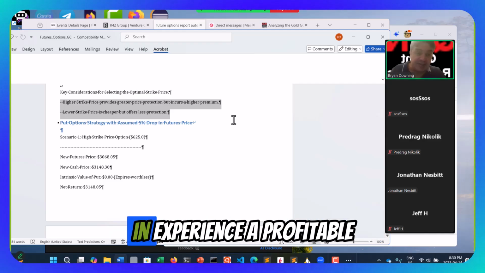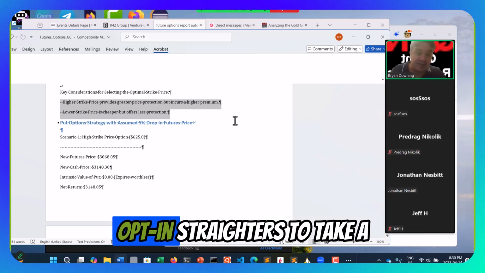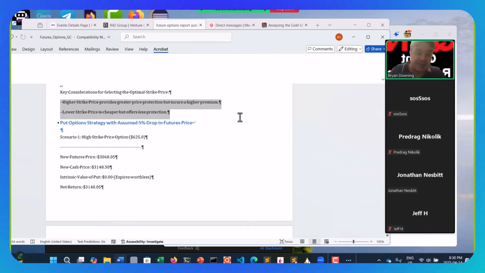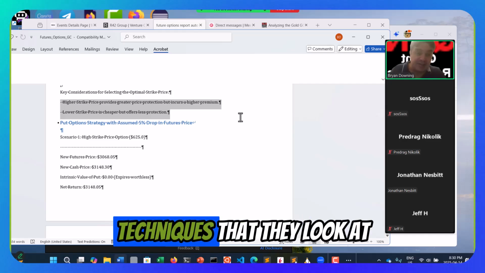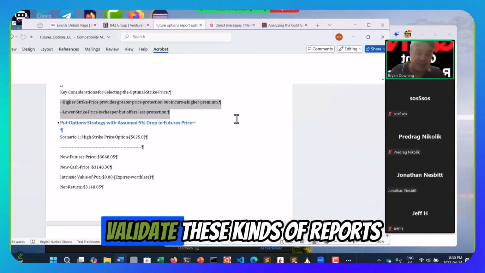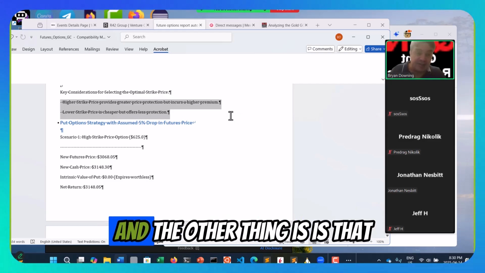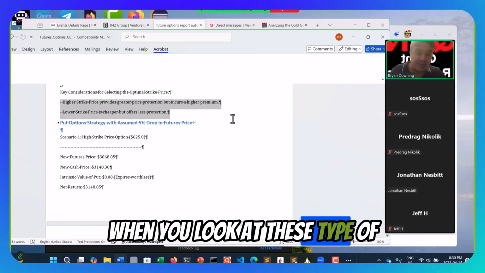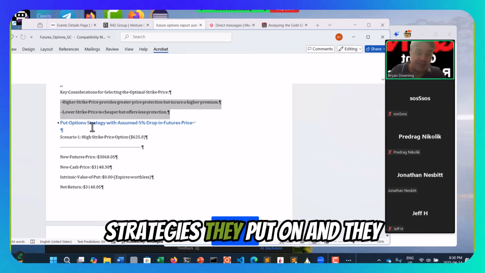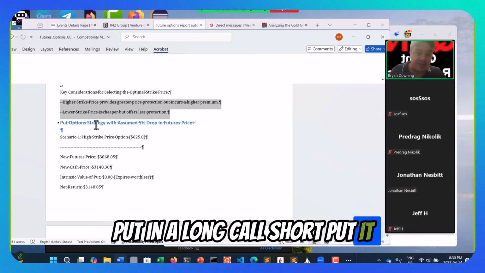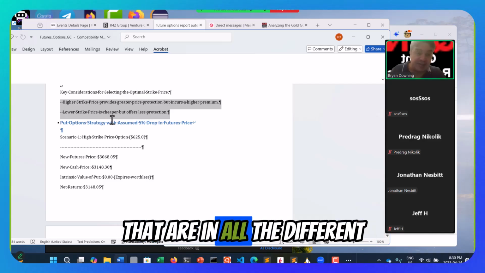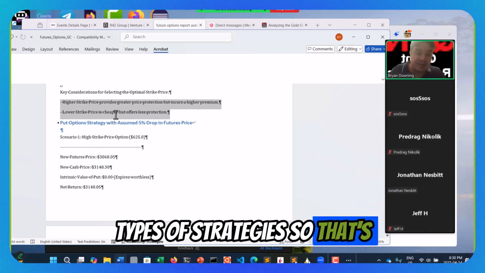That's why I'm trying to bring in experienced, profitable options traders to take a look at this stuff, because that's what I'm after. I'm throwing in the techniques that they look at, but I need to find these options traders to verify and validate these kinds of reports. And the other thing is that when you look at these types of bullish strategies in the options space, what kind of strategies are they putting on? Are they putting on a long call, short put, long put, whatever? You can see the opportunities there and all the different types of strategies. So that's why I include it.